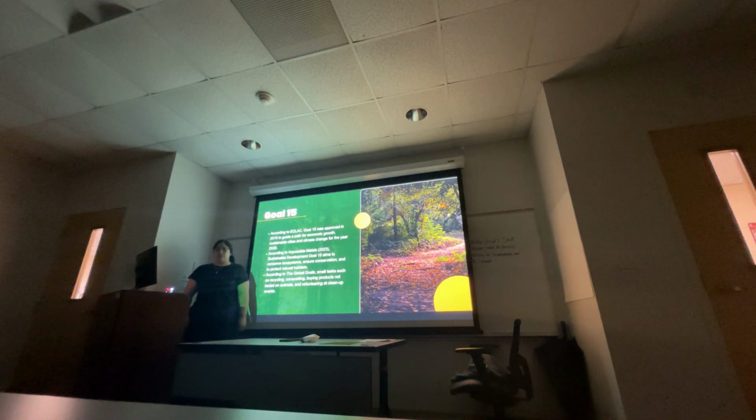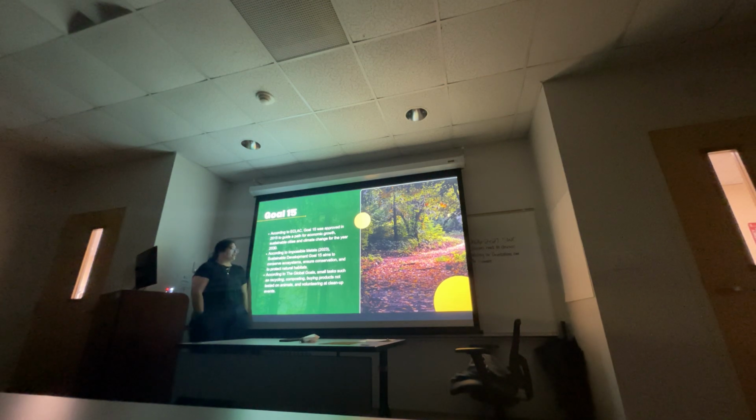A way they have dealt with biodiversity loss is with Goal 15. Goal 15 was approved in 2015 to guide a path for economic growth, sustainable cities, and climate change for the year 2030. According to Impossible Meadows in 2023, Sustainable Development Goal 15 aims to conserve ecosystems, ensure conservation, and to protect natural habitats.